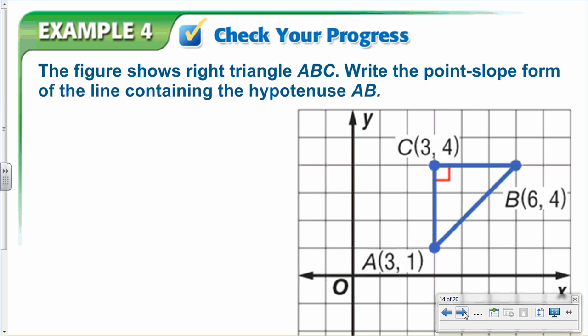Got some space down below. You might want to write it down. Don't you?